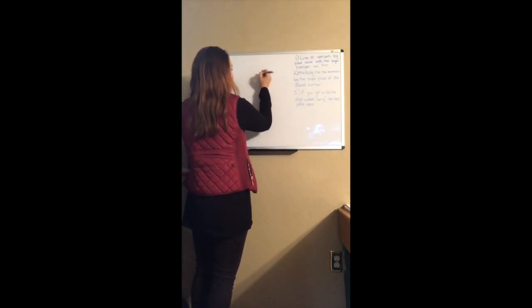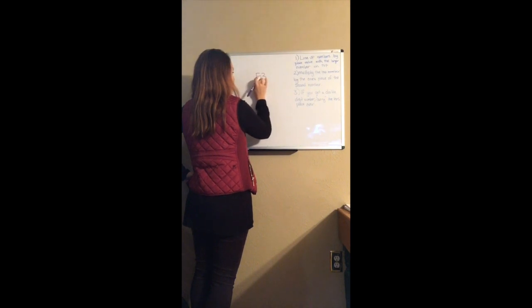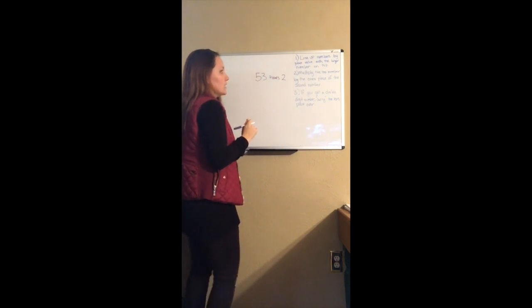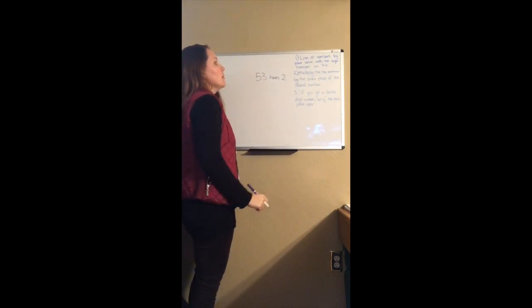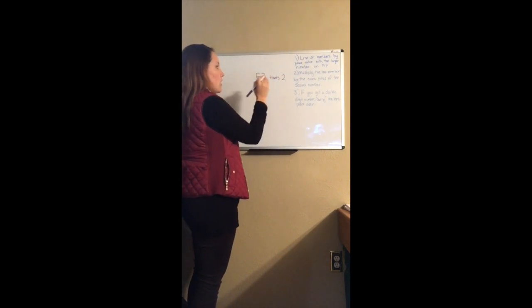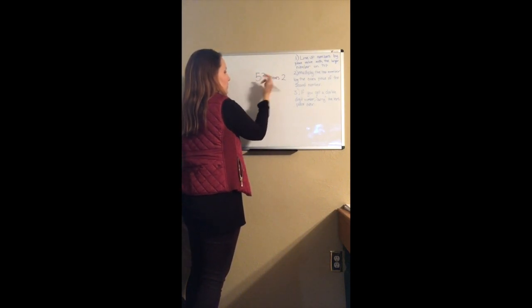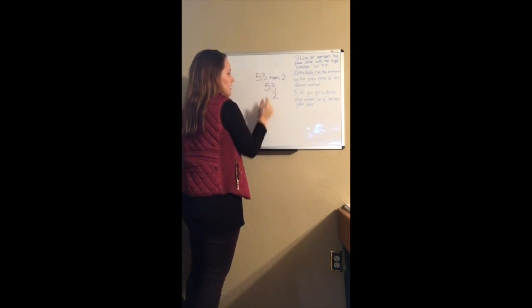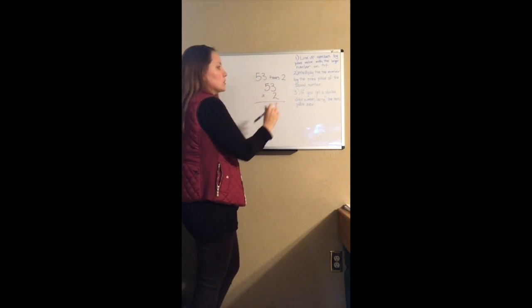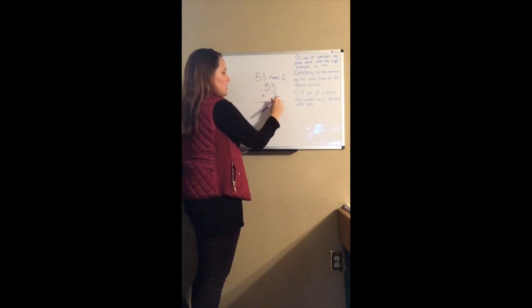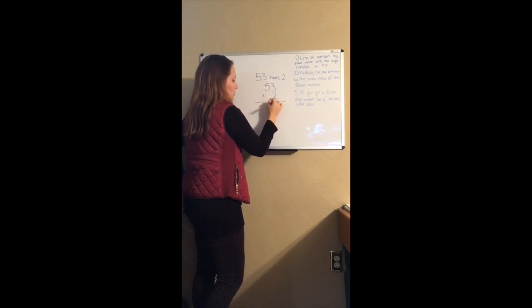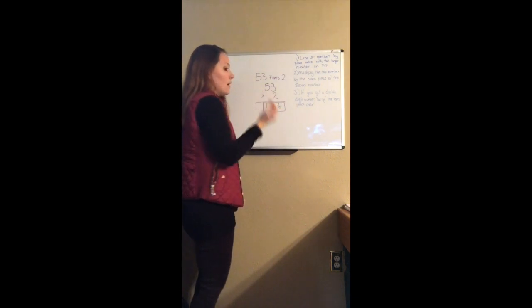So let's look at an example. We have 53 times 2. The first step is to line up the numbers by place value with the larger number on top. So 53 has 2 place values, so that's going to go on top with the second one on bottom. Then we're going to multiply the top number by the ones place of the second number. So 2 times 3 will give us 6. 2 times 5 will give us 10. So 53 times 2 is 106.